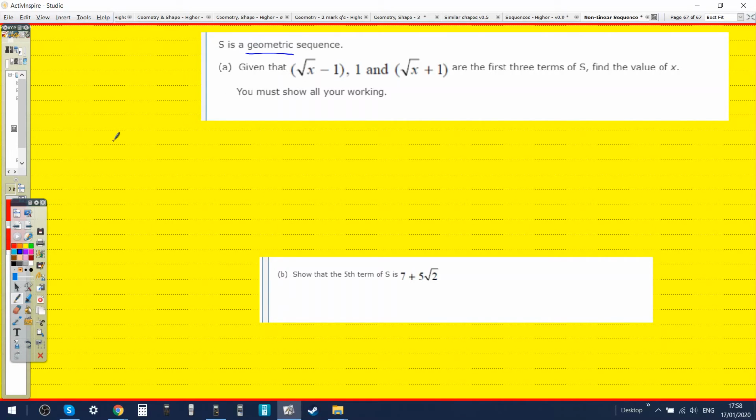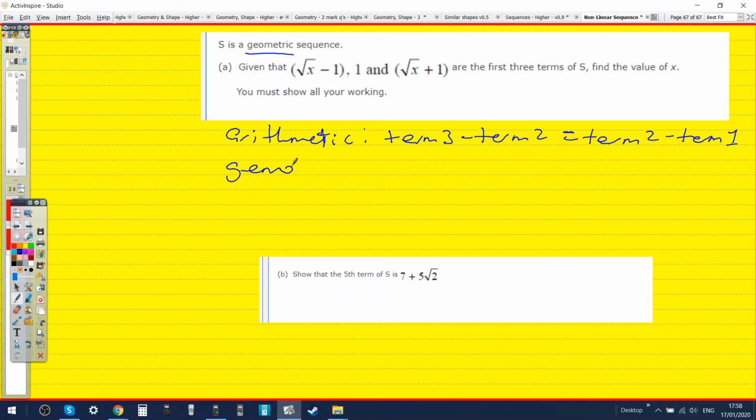Okay. So basically, in an arithmetic sequence, term 3 take away term 2 is the same as term 2 take away term 1, because it's the same thing each time. Does that rule apply as well for term 3 divided by term 2? Correct. For geometric, it's divided by. Term 3 divided by term 2 is equal to term 2 divided by term 1. And so you can use that to make an equation.